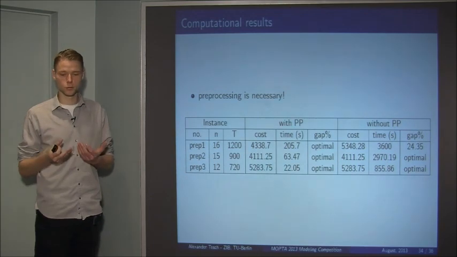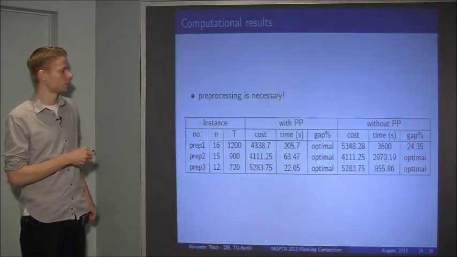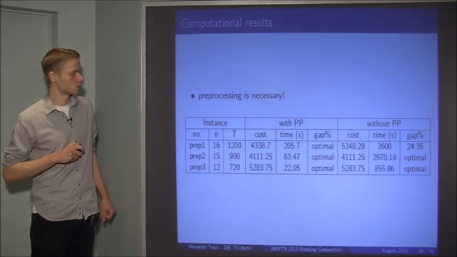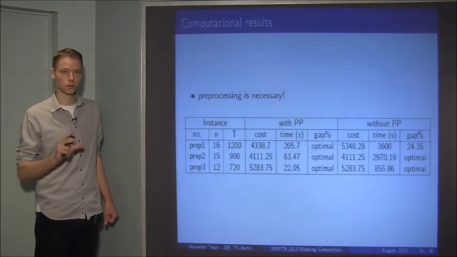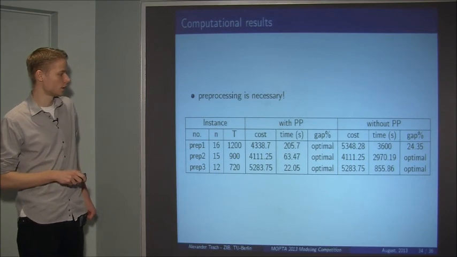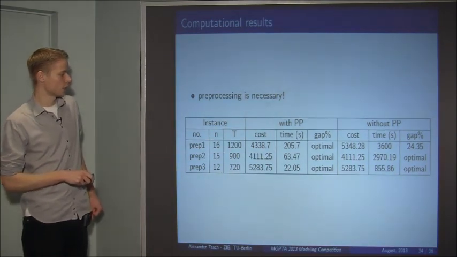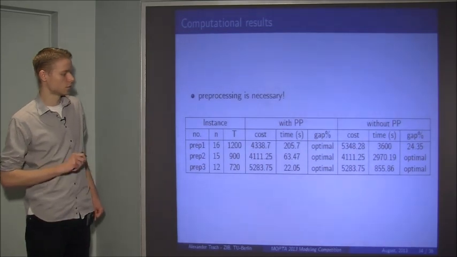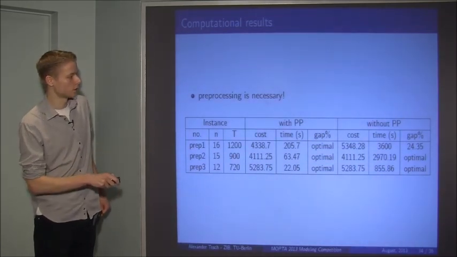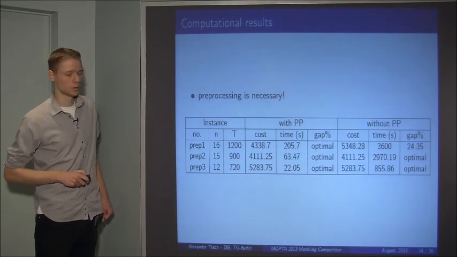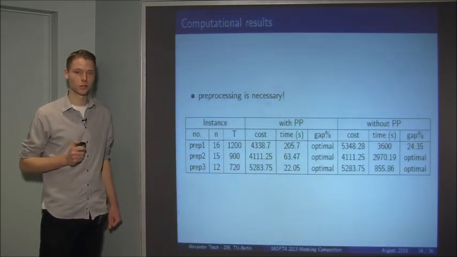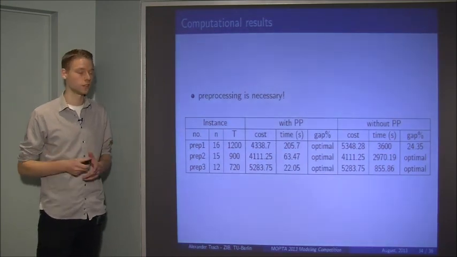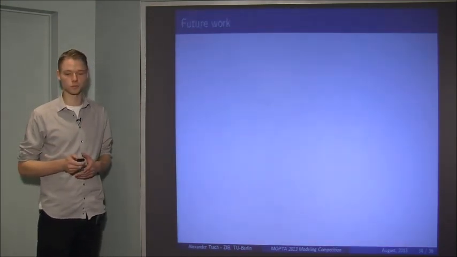But just with pre-processing, we can see here instances that use pre-processing and instances that do not, and these were computed with both kinds of approaches. As we can see, for the same instances where we use pre-processing, we need about 200 seconds, while the other one was not optimally solvable within 1 hour without pre-processing. And in these examples, we can see that pre-processing is really necessary for our problem.